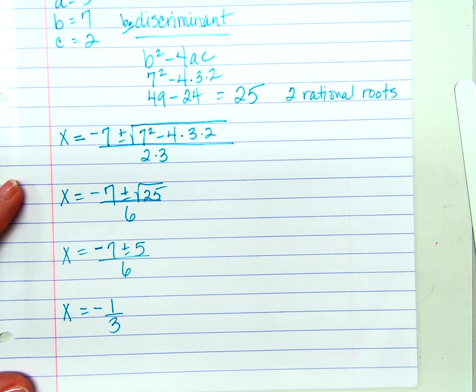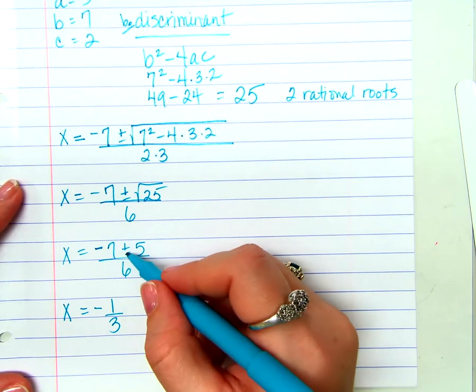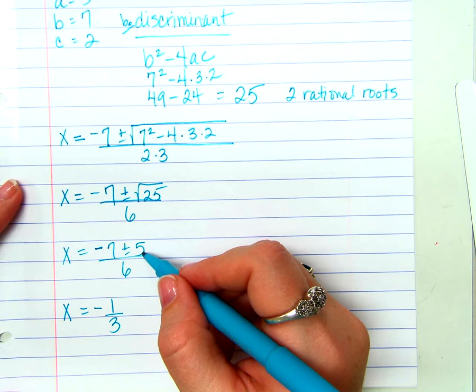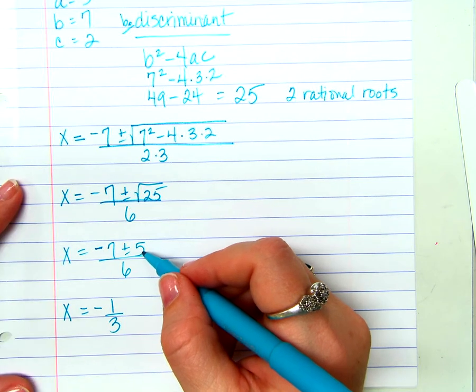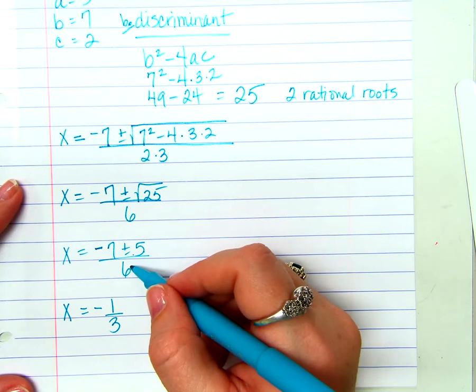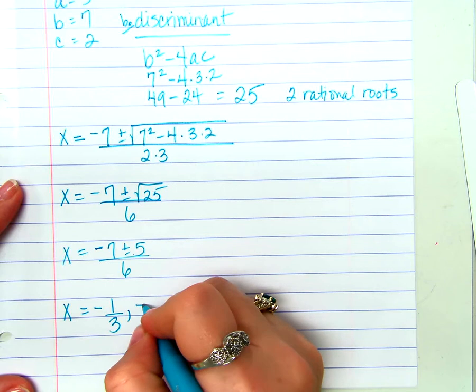Now I have another one, don't I? Negative 7 minus 5. Negative 12 divided by 6. Negative 2.